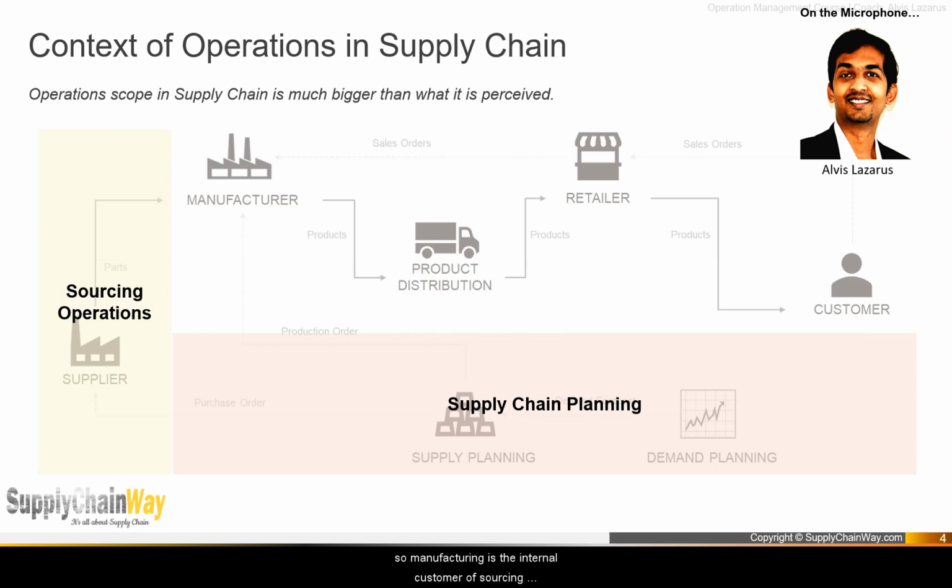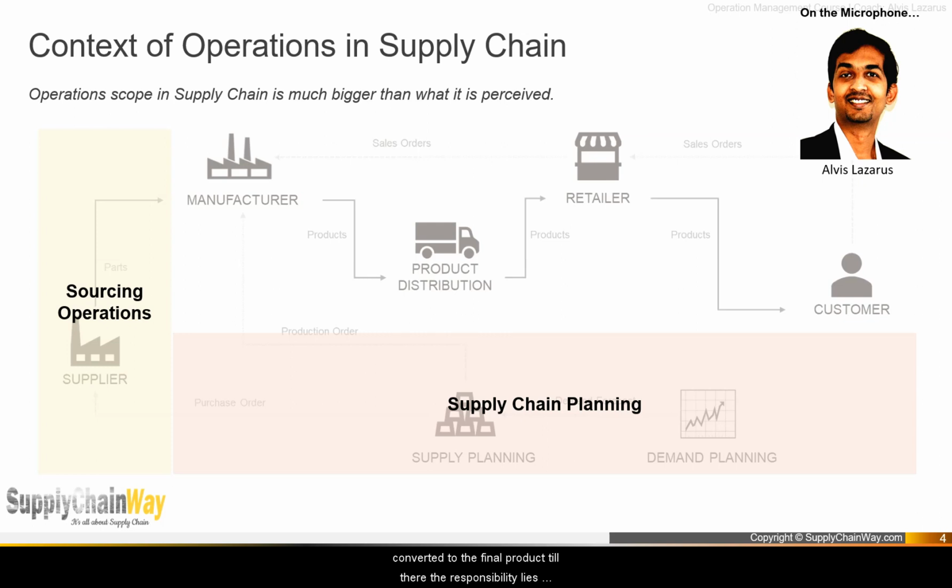So manufacturing is the internal customer of sourcing, and I've used the term point of use, POU. That is the place where the raw material is going to get consumed or converted to the final product.